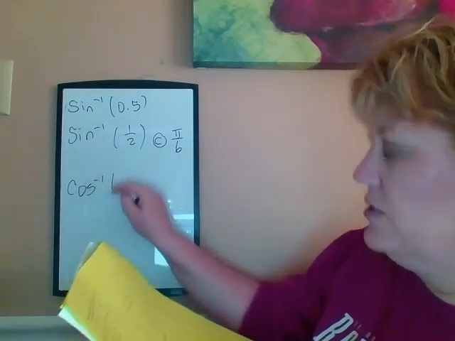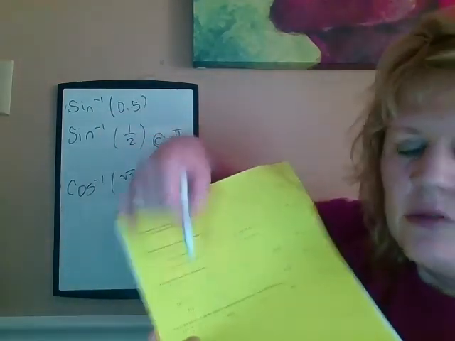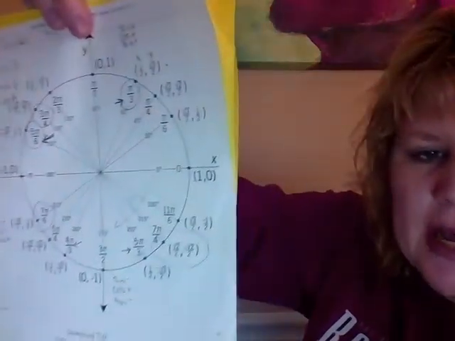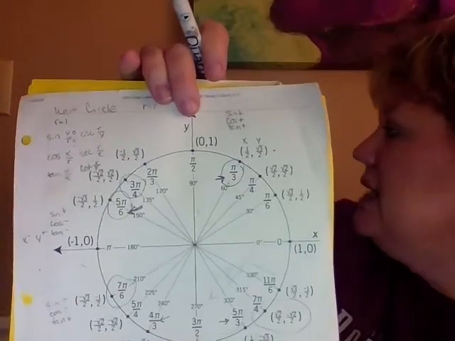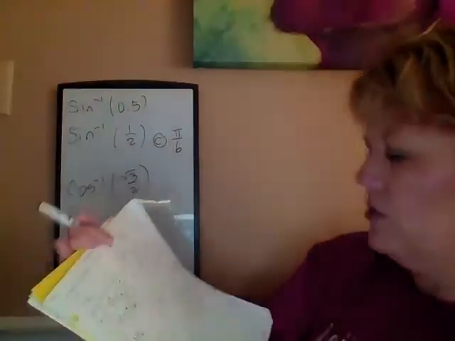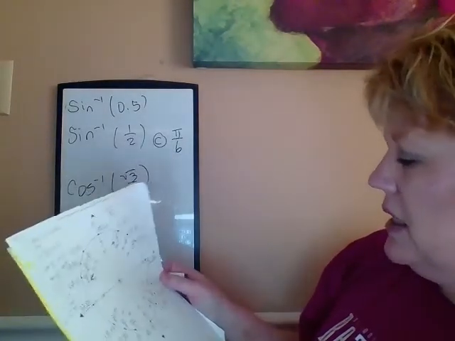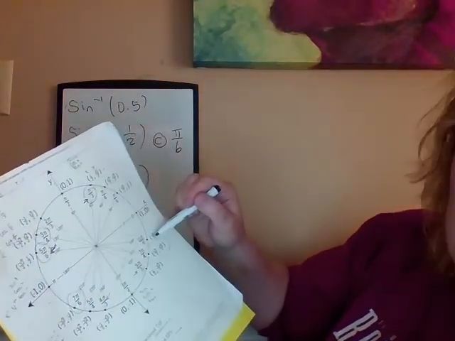Cosine inverse of square root of 3 over 2. They want to know wherever cosine is the square root of 3 over 2. They're wanting to know on here, where is cosine? Cosine deals with x. So where is your x value? Not negative. Where is your x value? The square root of 3 over 2. So I look, and it's at pi over 6. And again, it's at pi over 6 here. And it's again at 11 pi over 6.